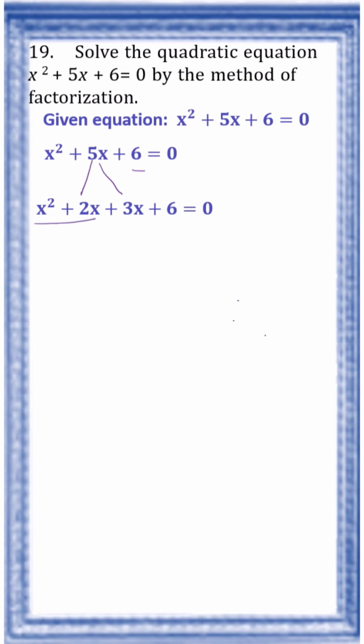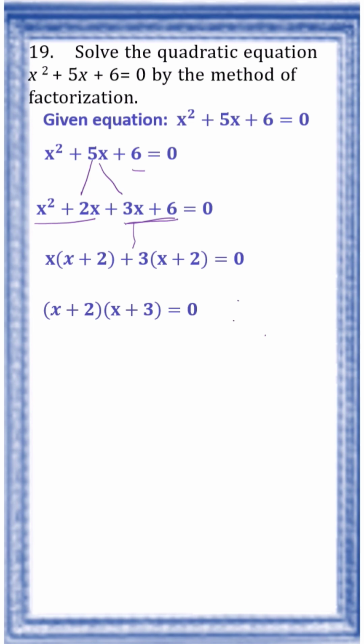Now group like this. X is common here, x plus 2, here 3 is common, x plus 2. So this is equal to x plus 2 into x plus 3, that is equal to 0. So x plus 2 is equal to 0 or x plus 3 is equal to 0. So x is equal to negative of 2 or x is equal to negative of 3. This is the solution.